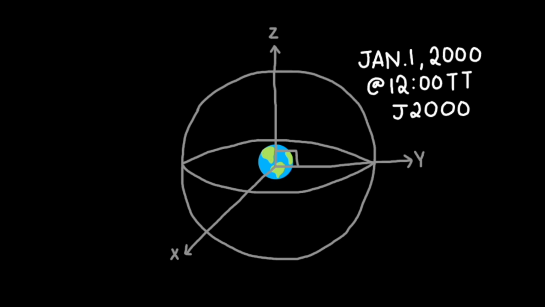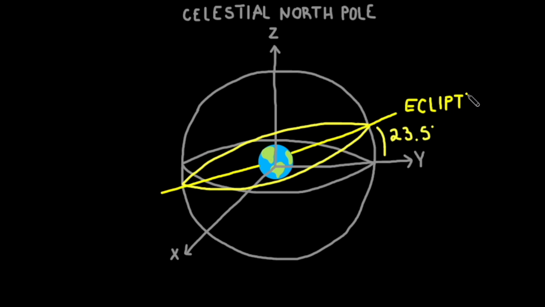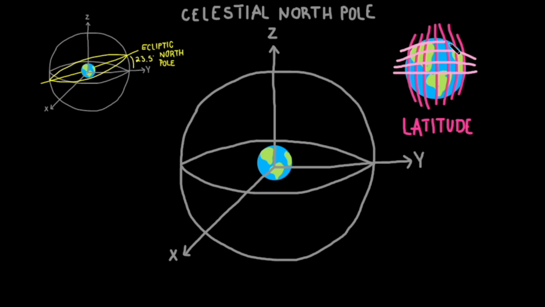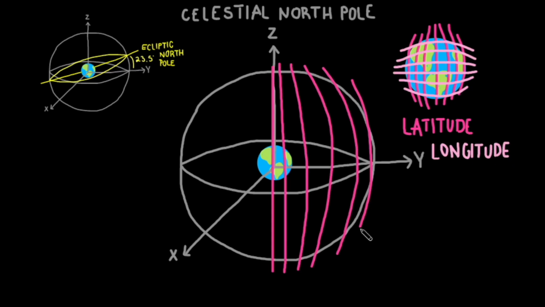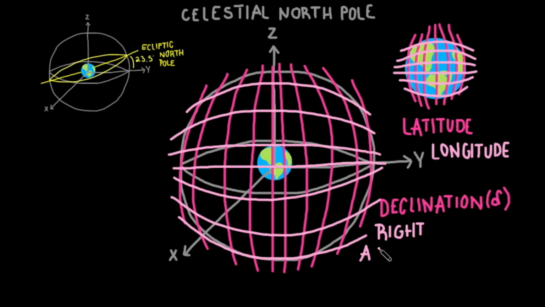Now, the ecliptic plane is the plane along which Earth travels around the Sun. The celestial North Pole is tilted 23.5 degrees from the ecliptic North Pole. Just like how latitude and longitude describe the geographic coordinate system, declination and right ascension are used to describe the equatorial coordinate system.